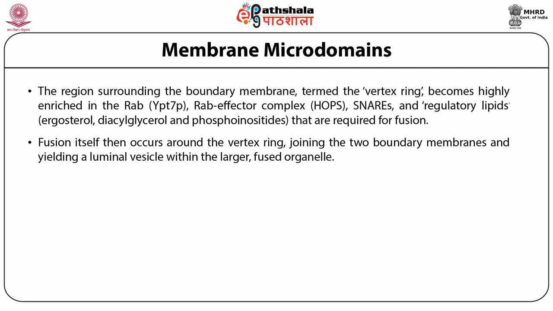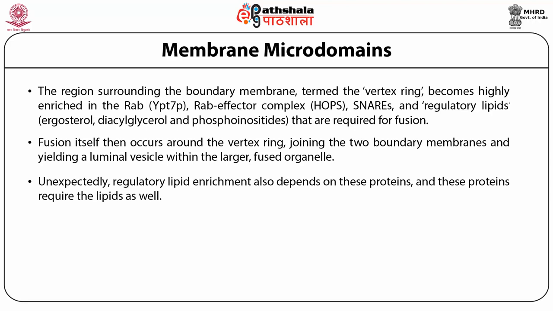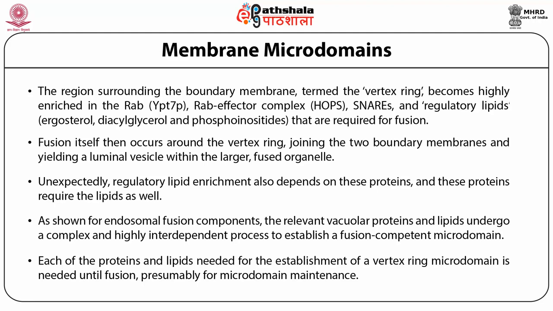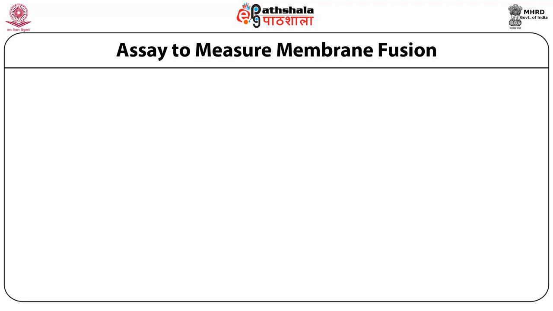The regulatory lipids such as diacylglycerol, ergosterol and phosphatidylinositide depend on each other for vertex ring enrichment, and the RAB, RAB effector and SNAREs are interdependent for vertex accumulation. Unexpectedly, regulatory lipid enrichment also depends on these proteins, and these proteins require the lipids as well. As shown for endosomal fusion components, the relevant vacuolar proteins and lipids undergo a complex and highly interdependent process to establish a fusion-competent microdomain. Each of the proteins and lipids needed for establishment of the vertex ring microdomain is needed until fusion, presumably for microdomain maintenance. So we have seen that membrane fusion is governed by different proteins.